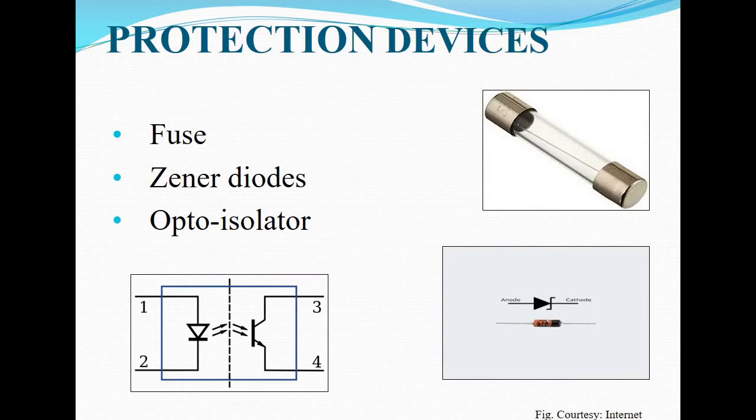So now let us see various types of protection devices. First is fuse, second is Zener diode, and third is opto isolator. Now let us see them one by one. Let us start with fuse.